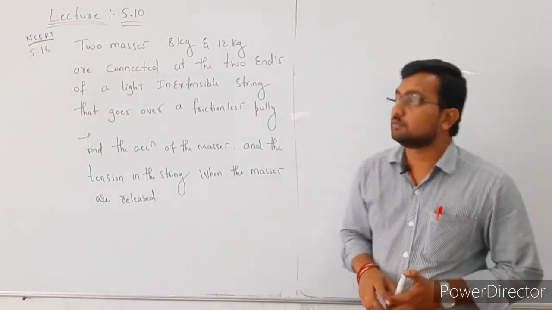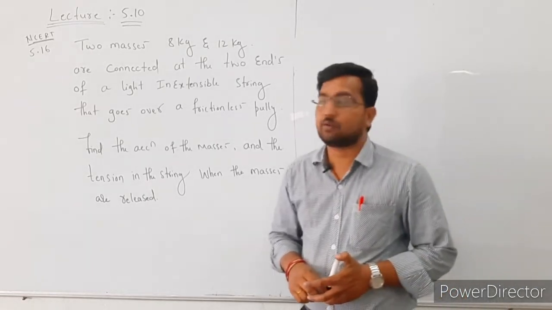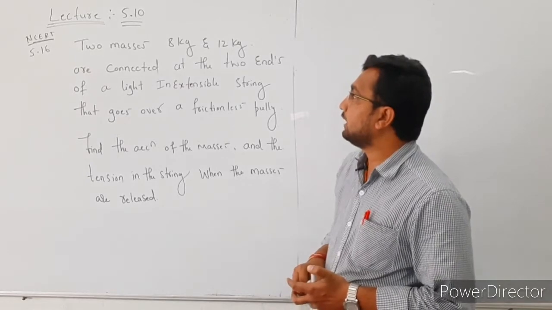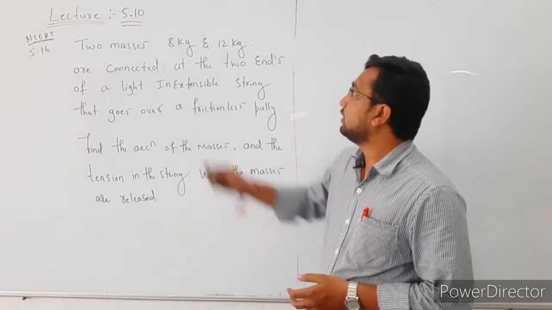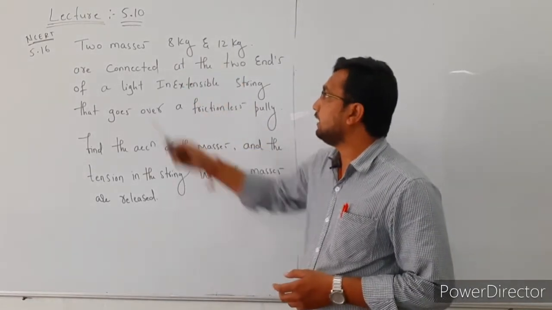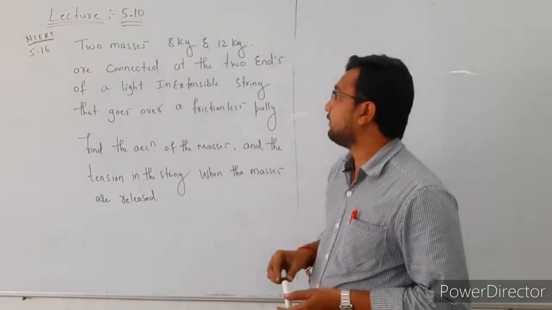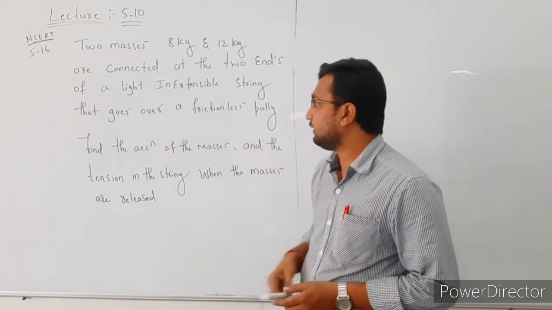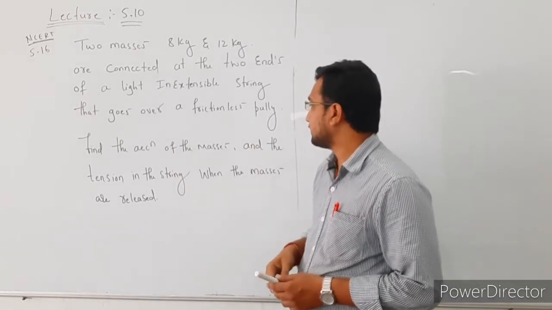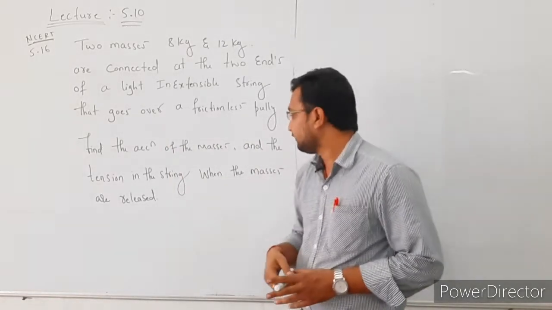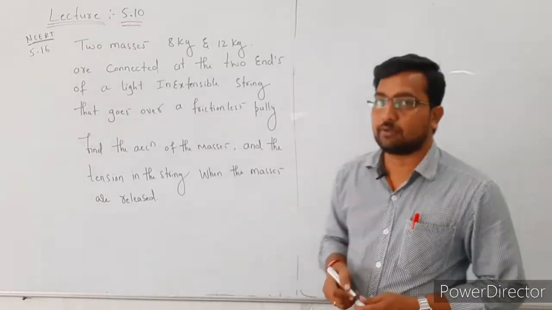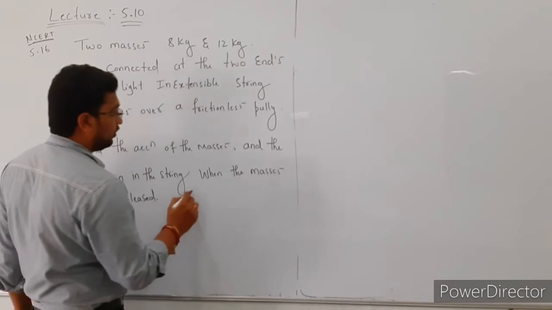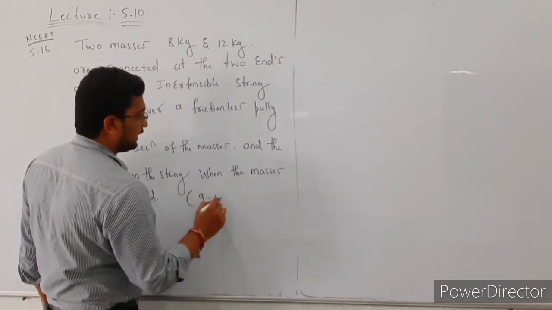Okay, see here, problem number 5.16 NCERT problem. In this problem two masses, 8 kg and 12 kg, are connected at the two ends of a light inextensible string that goes over a frictionless pulley. Find the acceleration of the masses and the tension in the string when the masses are released. In this case, take g equal to 10 meter per second square.